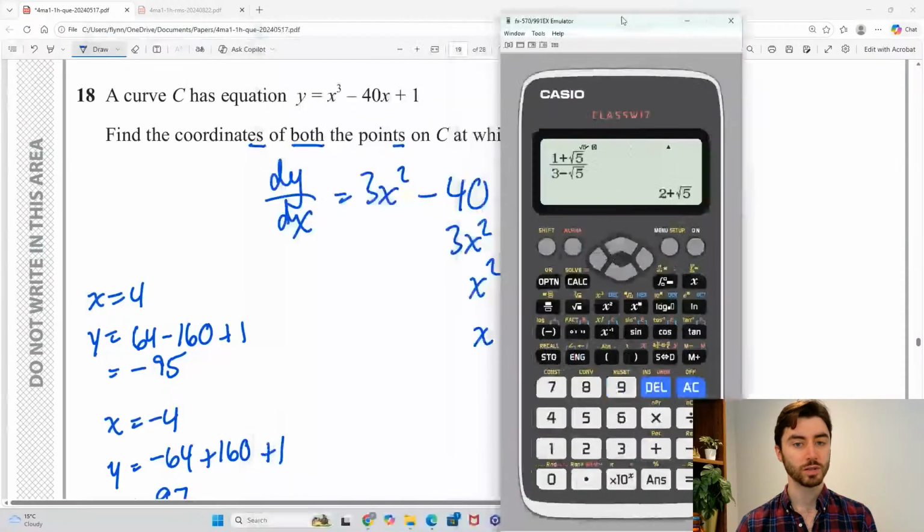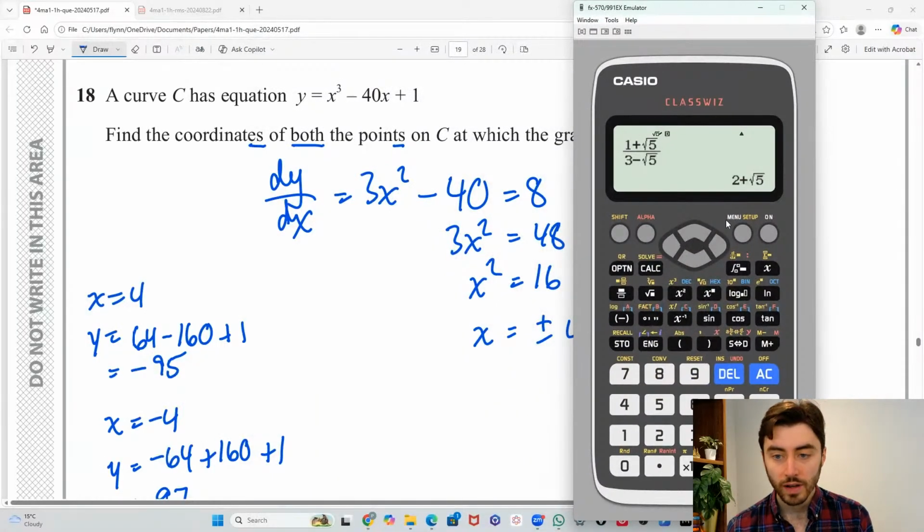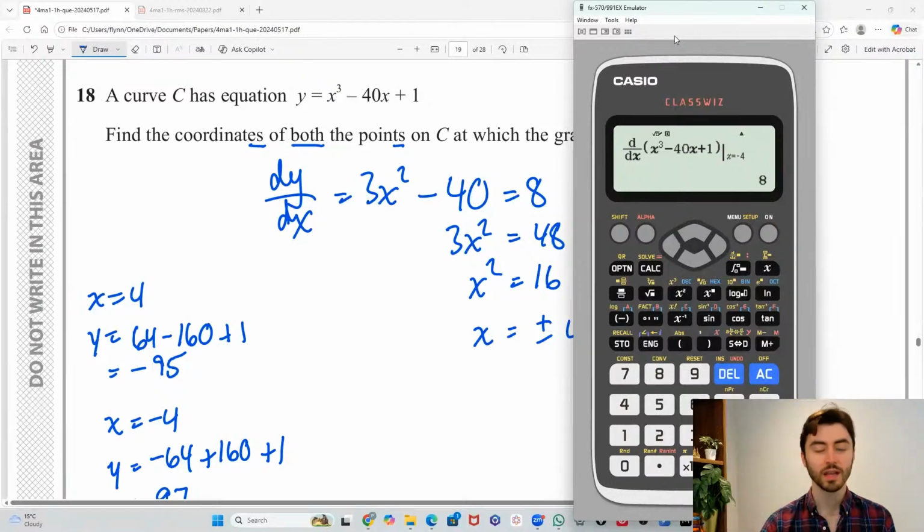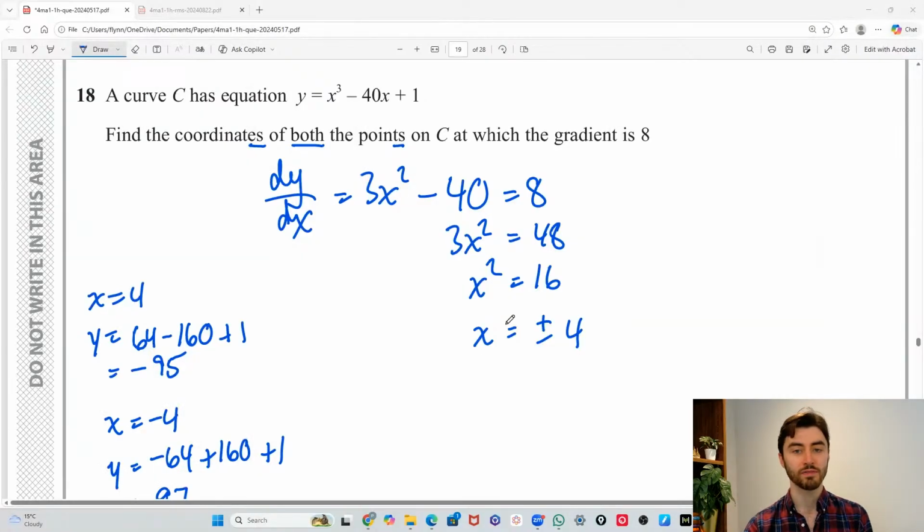Actually, let me show you something really cheeky. So here, if I do shift this button, you can differentiate x cubed minus 40x plus 1 at the point where x is equal to 4, and it does equal 8. And I can do it at minus 4, and that also equals 8. So I know both of these points have the right gradient.